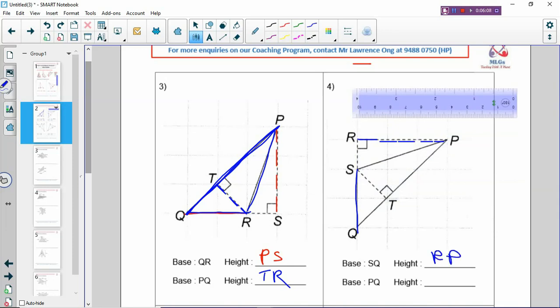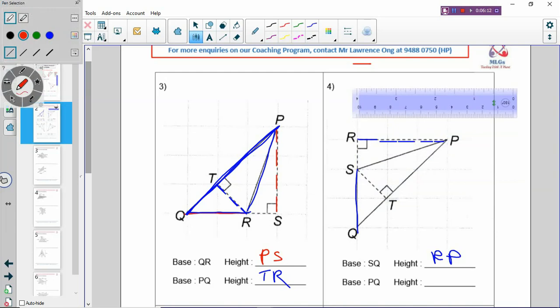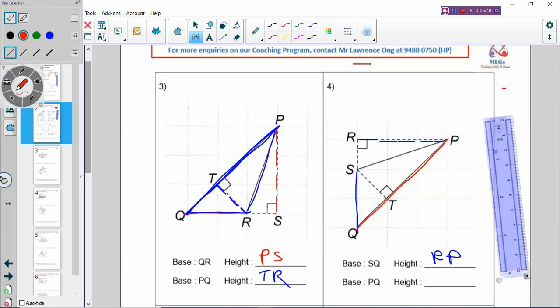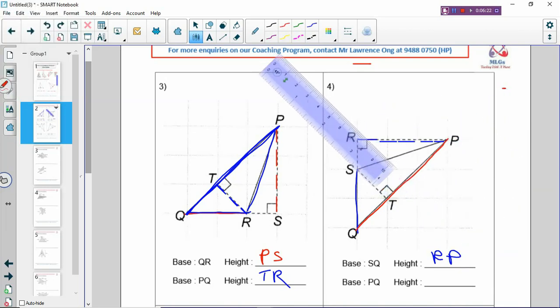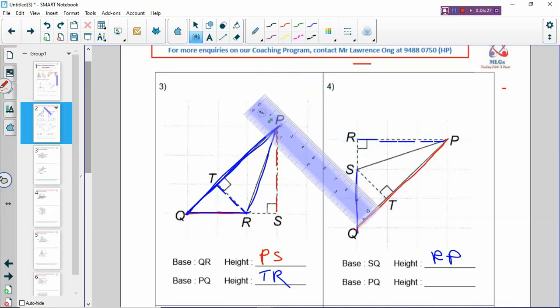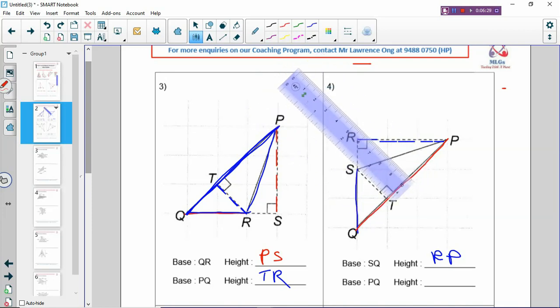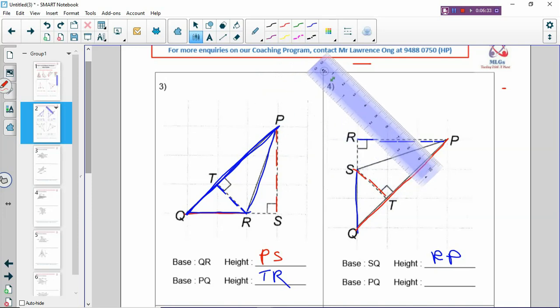Now the base is PQ. Let me use a different color. So the base is PQ, which is this side. Then the height must be, so you take your ruler. Of course there's a right angle, you can see a right angle box. But if you're not sure, you can take your ruler and just put over there, and then shift it along the red line. Is there any line that's parallel with the ruler? Yeah, which is your ST. So the line ST is parallel with the ruler, and that is the height of the triangle.